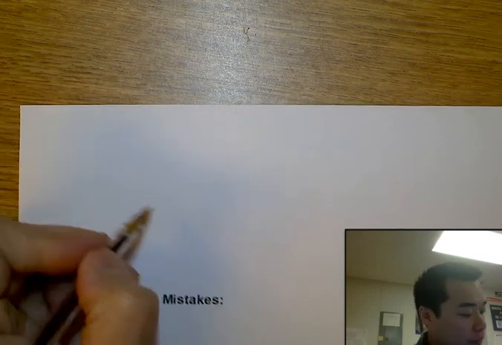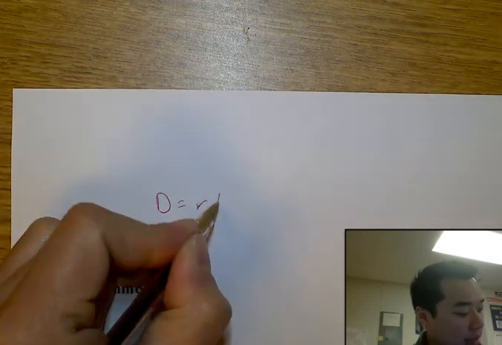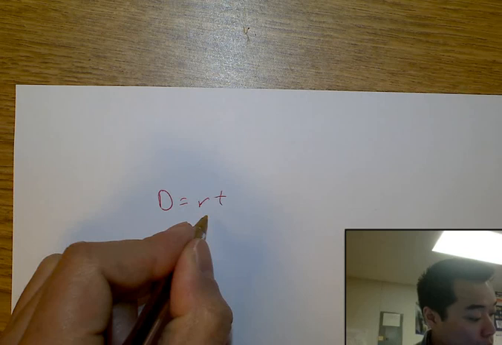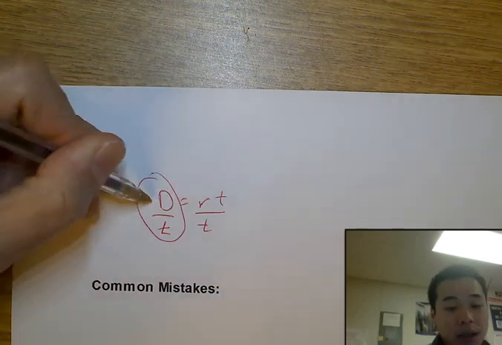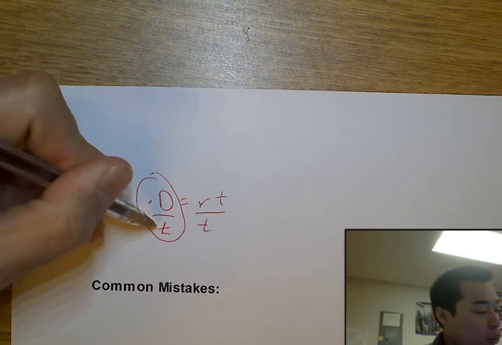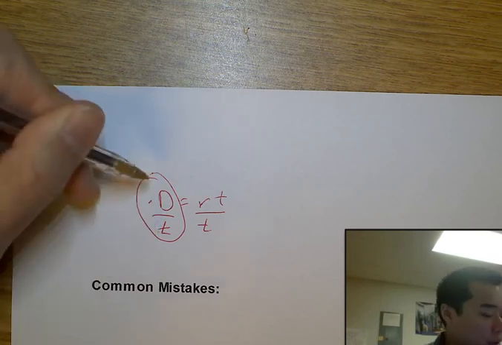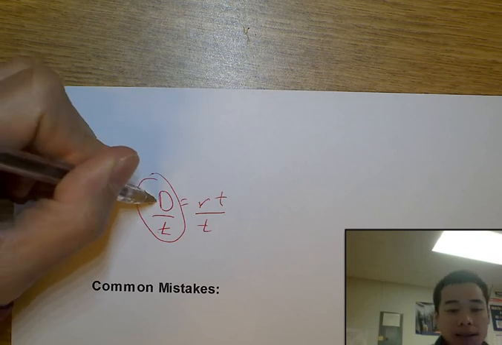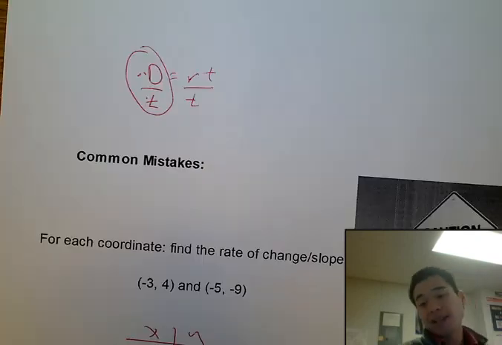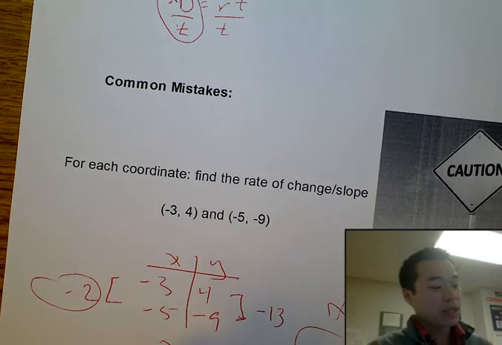We can quickly go into the reason why. For example, if distance is equal to rate times time, to solve for rate, I divide both sides by time. This relationship is called a dependent variable over my independent variable. In other words, if I'm going to graph this, this is my y-axis over my x-axis. In summary, it's y over x.